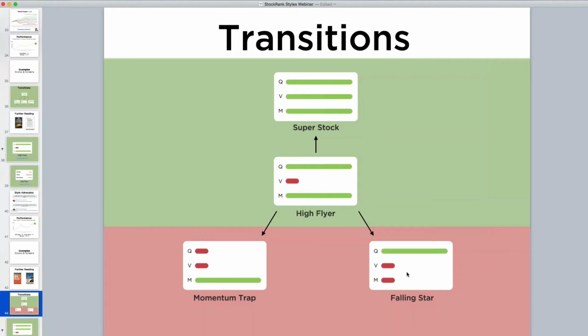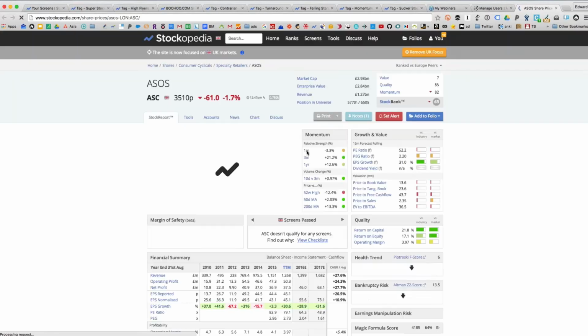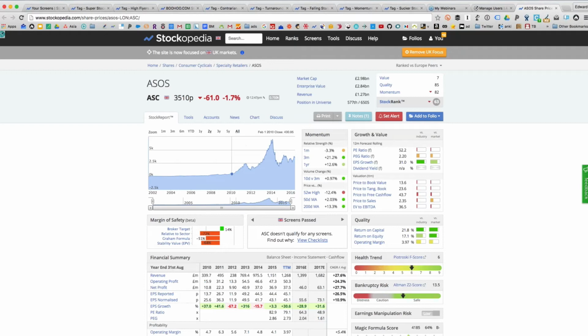ASOS was a prime example. We just looked at Boohoo. ASOS in the UK, one of the great glamour stocks, did so well in the market for so many years and was another classic high flyer. But as soon as that momentum turned, it really was look out below. So if we zoom in a bit on the stock report to this period, you'll get more of a sense of what I'm saying. The stock had a perfect high flyer profile all the way up here, but then the brokers started cutting their numbers and it was look out below.